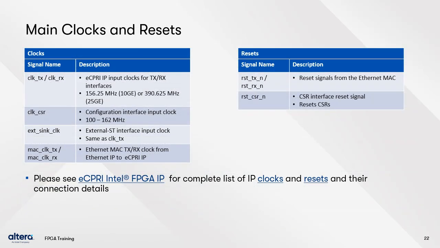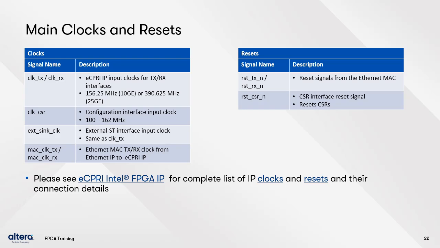For clocking, the clock TX and clock RX signals on the IP core must be driven with either 156.25 MHz or 390.625 MHz clocks, depending on the Ethernet version. The configuration interface clock CSR must be connected to a 100 to 162 MHz source. The external streaming interface runs off the external sync clock signal, which must be clock TX. The MAC clocks MAC clock TX and MAC clock RX are driven by clocks generated by the transmit and receive interface clocks from the Ethernet IP.